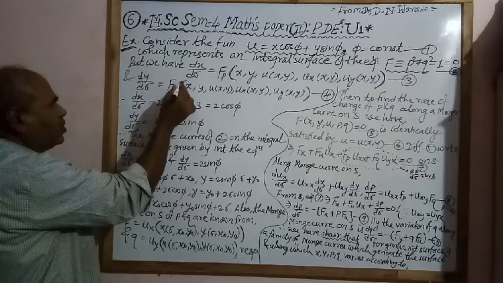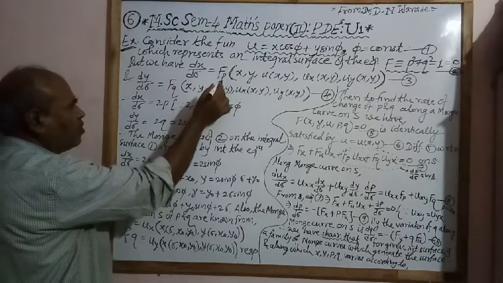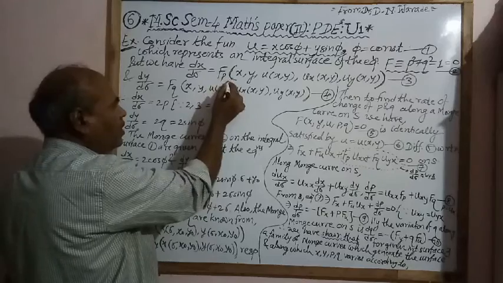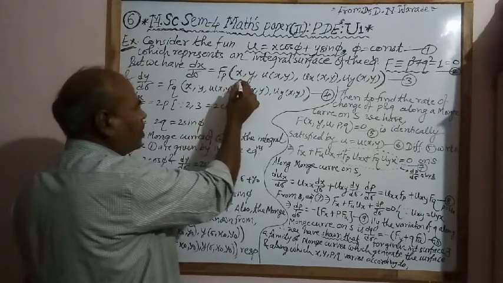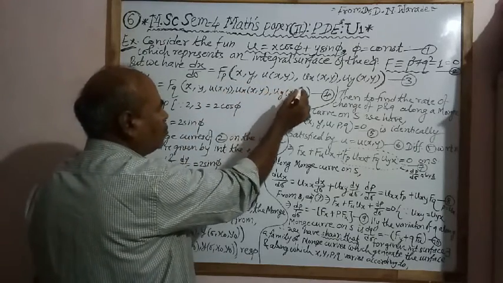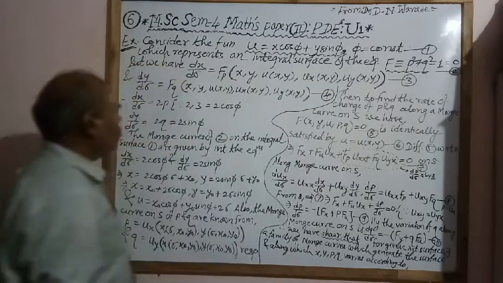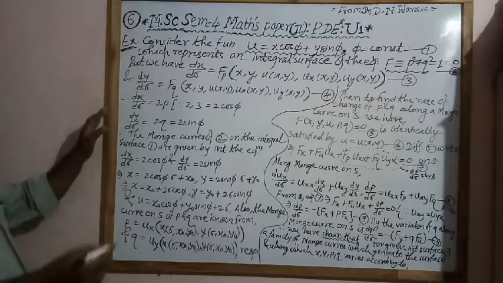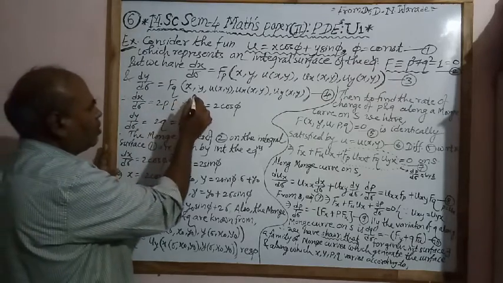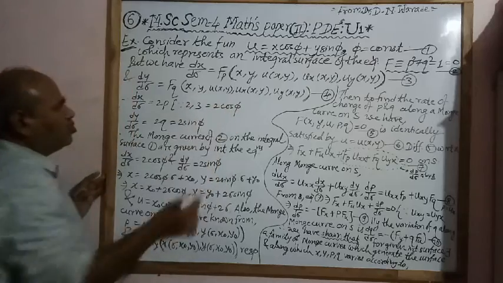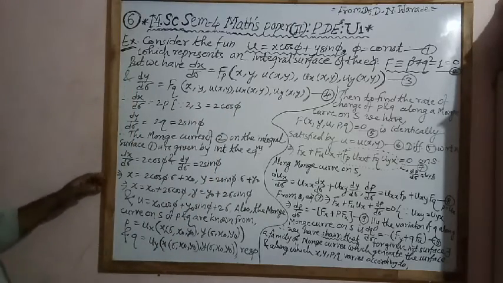But we know that dx by d sigma is given by fp. Fp is the partial derivative of f with respect to p, del f by del p, which is a function of x, y, u, ux and uy. Again, ux and uy are functions of x and y. Now dy by d sigma equal to fq. Fq is also a function of x, y, u, ux, uy.